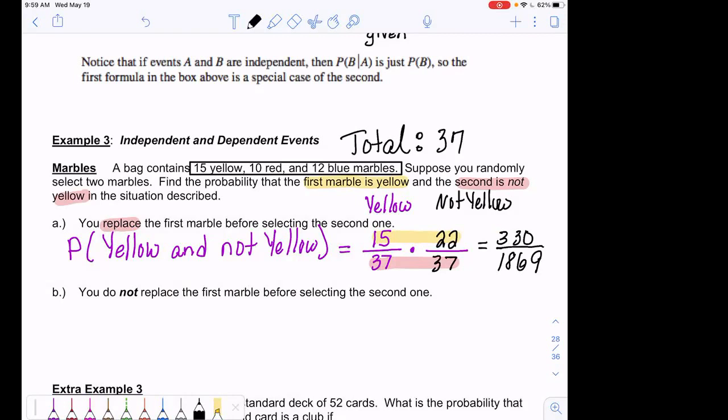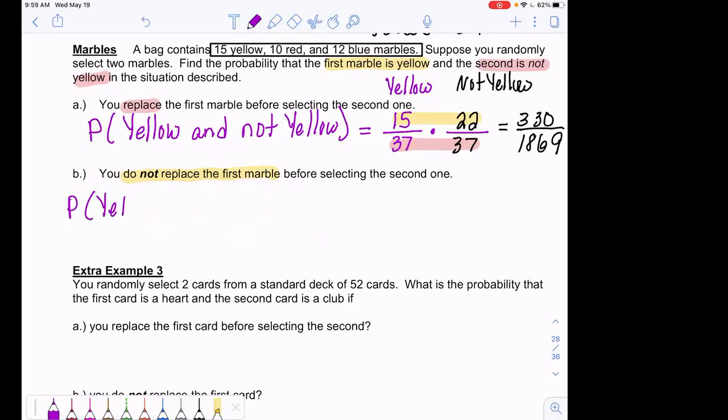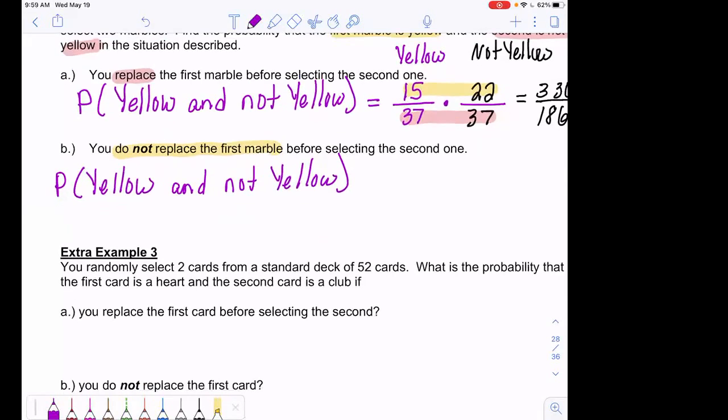Now, the second one says you do not replace the marble before selecting. So it's the same exact question. Find the probability of getting a yellow and not a yellow marble. So the probability of getting a yellow marble hasn't changed. It's 15 out of 37. Jason, what do you think happens if you take the marble out and you don't replace it? How many marbles now do we have to choose from?